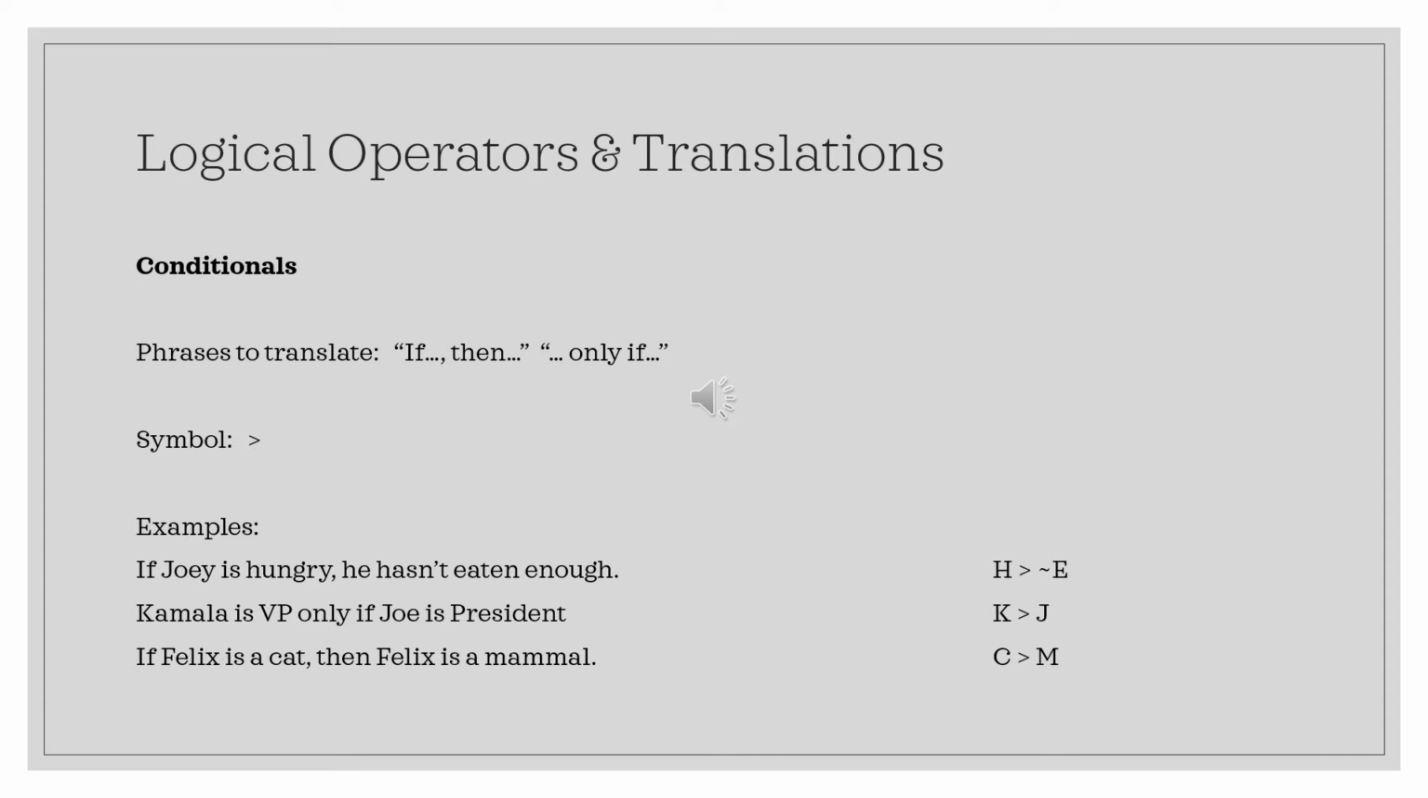Different textbooks, again, use different symbols. Some of them use a horseshoe, which basically looks like a backwards C. Some of them use a more serious arrow.